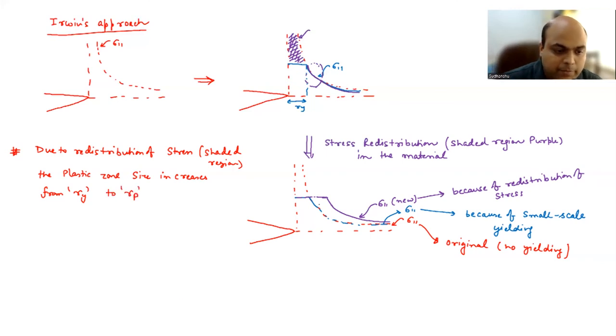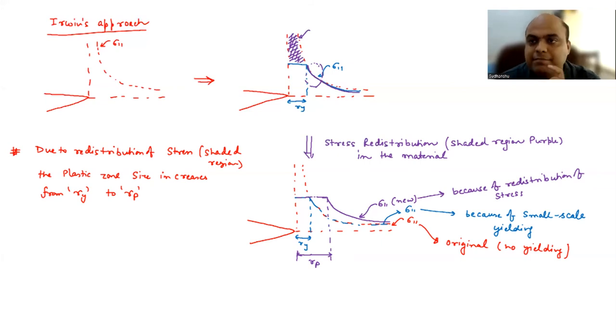Okay, so let me show you RY and RP. This one is your RY, and the purple one is for RP. RP is greater than RY, you can clearly see now. This is valid for plane stress, and the same would be valid for plane strain also. Only thing is it will just go up.